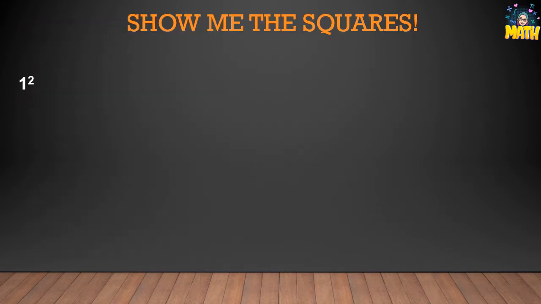Okay, so 1 squared, that means 1 times 1. And you can see here with this square, it goes up 1 and across 1. That's your 1 times 1. If you were to count the number of squares in this, 1 times 1 is 1. So then you've got 2 squared. 2 squared is 2 times 2, and again we have the 2 squared.